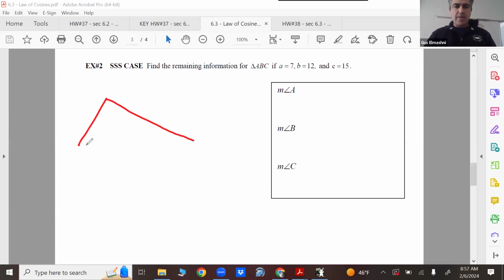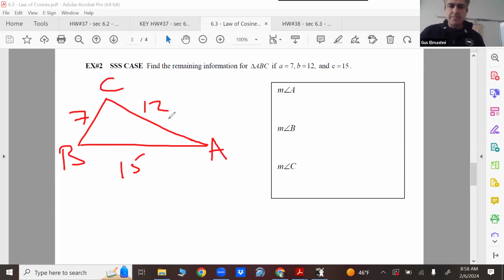I know three sides here. Okay, great. I'll call this 7, 12, and 15. Angle C, angle B, and angle A. Okay. Well, let's work it out. I'm going to do the law of cosines now. What angle do you want to find? Does it matter which angle I start with? No, right? Let's find angle A. So I'm going to use this formula here. It doesn't matter what side you want to find first. It's totally up to you.